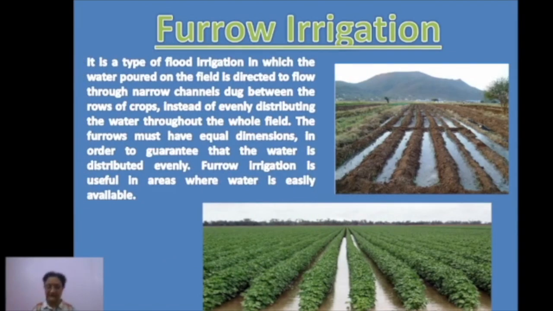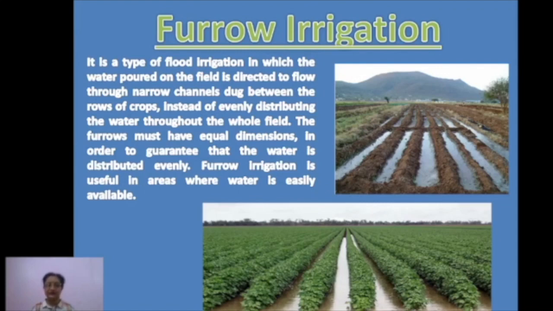Basically, these methods are furrow irrigation, drip irrigation, then spray irrigation, sprinkle irrigation. So these are the methods where you will find that loss of water is minimum, and maximum utilization of water is being done. So let's see all these methods one by one.